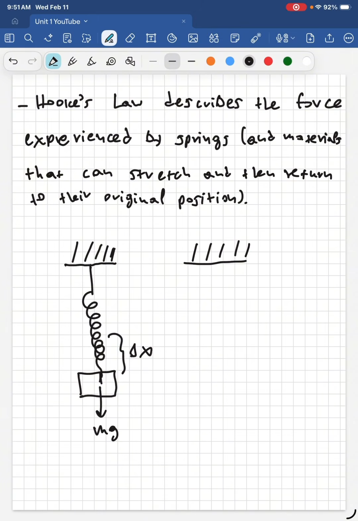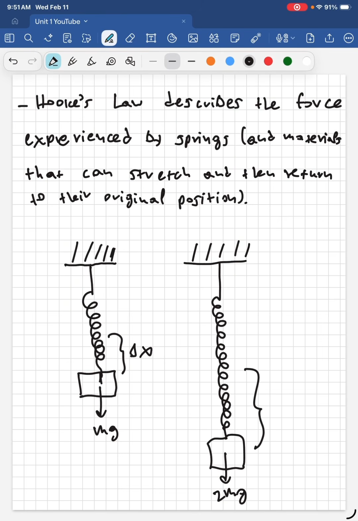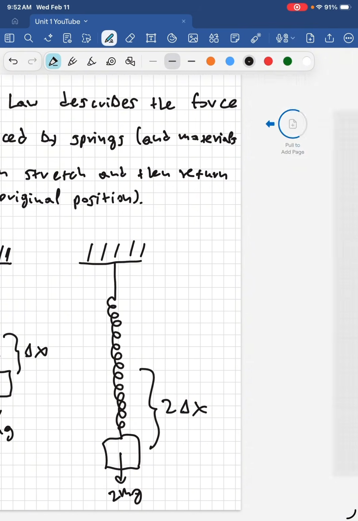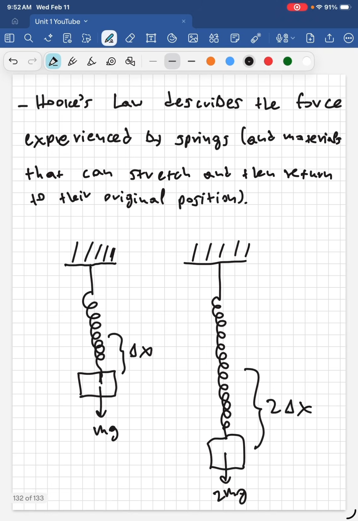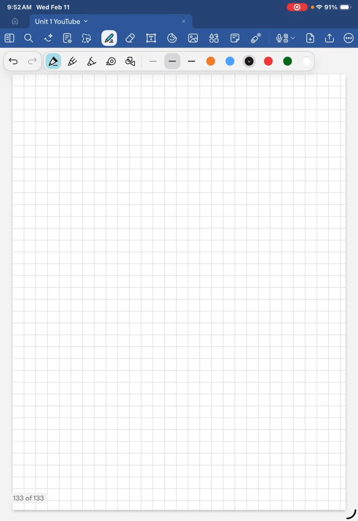Now if we use the same exact spring, but we now apply twice the mass, 2 times mg, then the same spring will stretch by 2 times delta x. You can also study this experimentally, of course, and you're going to arrive at the same conclusion. So this tells us that the force is proportional.